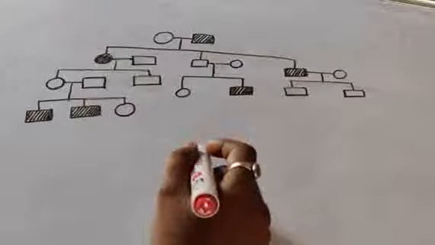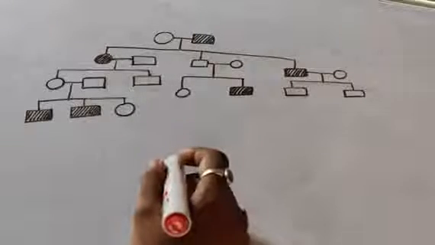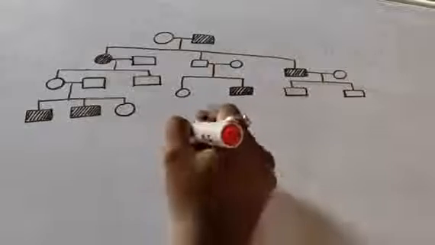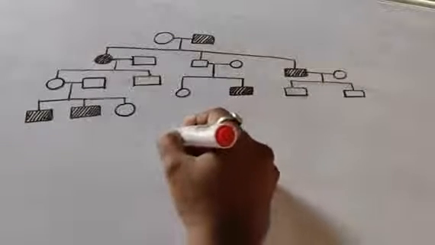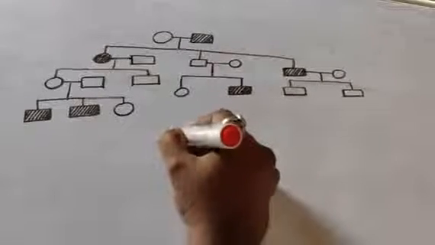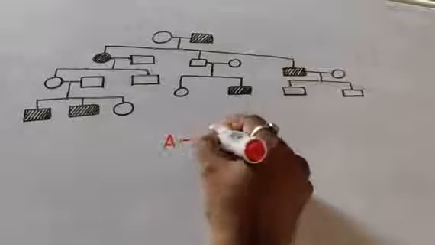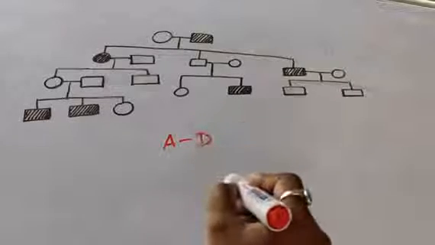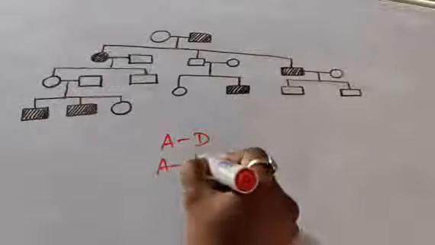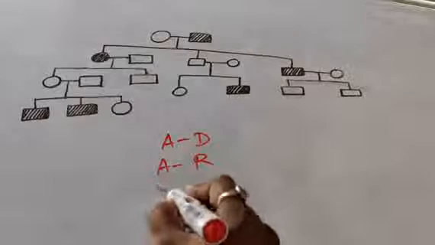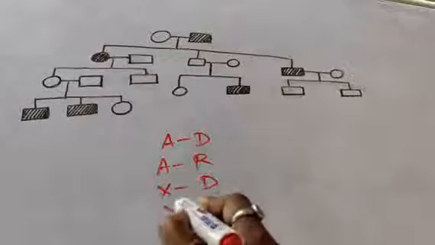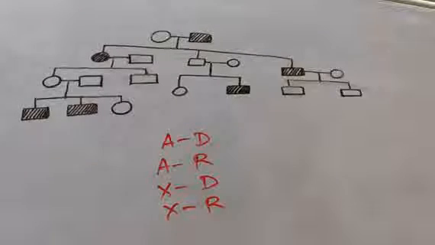Now we have to analyze that. It will be autosomal dominant or autosomal recessive or X-linked dominant or X-linked recessive. These are the main types.